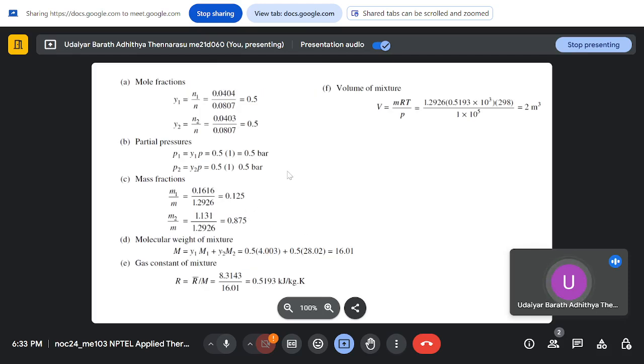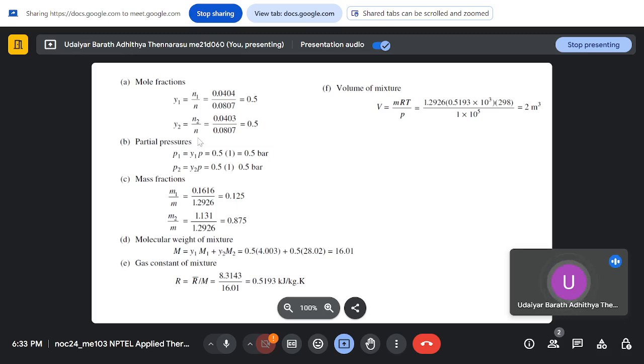So with this we can find out the mole fraction and mass fraction. So mole fraction is nothing but the individual mole of the component divided by the total moles of the mixture. So the mole fraction of hydrogen is N1 by N. Because both are having equal moles mixed together, your mole fractions will also be half. So 0.5 and 0.5. So that says that equal proportions of gas are being mixed.